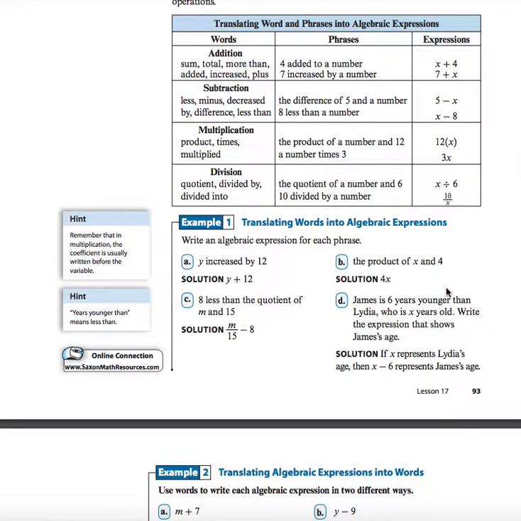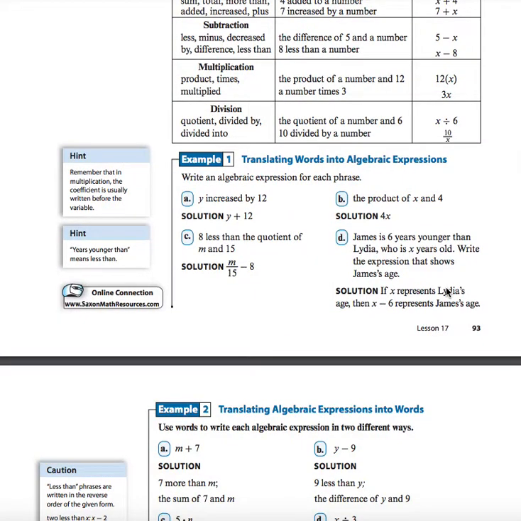In example 1, translating words into algebraic expressions. We're going to read word phrases and then write them as algebraic expressions. Letter A says y increased by 12. Y plus 12. B, the product of x and 4. I always like to look for, right in the word itself, what operation they're asking for. When it says product, I know multiplication. X and 4 means that they're going to be right next to each other, 4 times x.